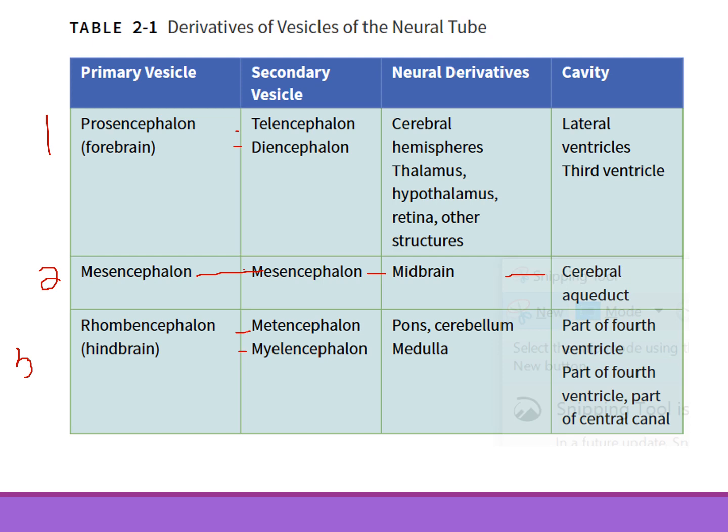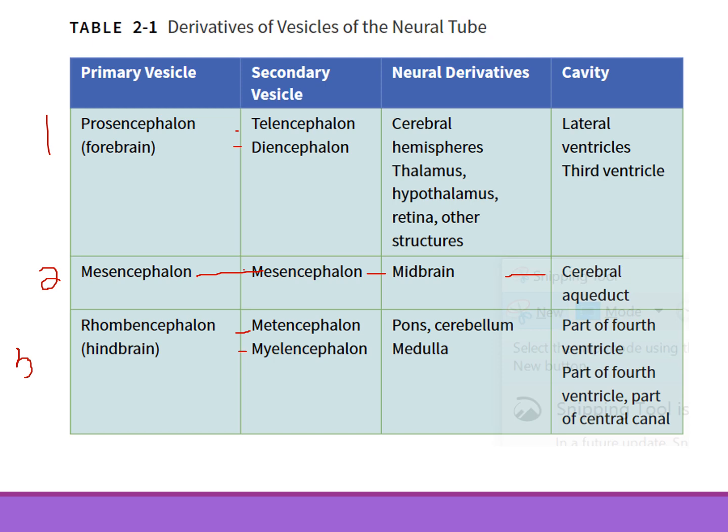So memorize that first. And then once you start to really know your anatomy better throughout this term and next term, you're going to just know that the lateral ventricles and the third ventricle are above the cerebral aqueduct. You're going to know the fourth ventricle and the central canal are below the cerebral aqueduct. But you might not know that now, and that's okay. Okay, so we're just going to start small here and build, and don't panic.